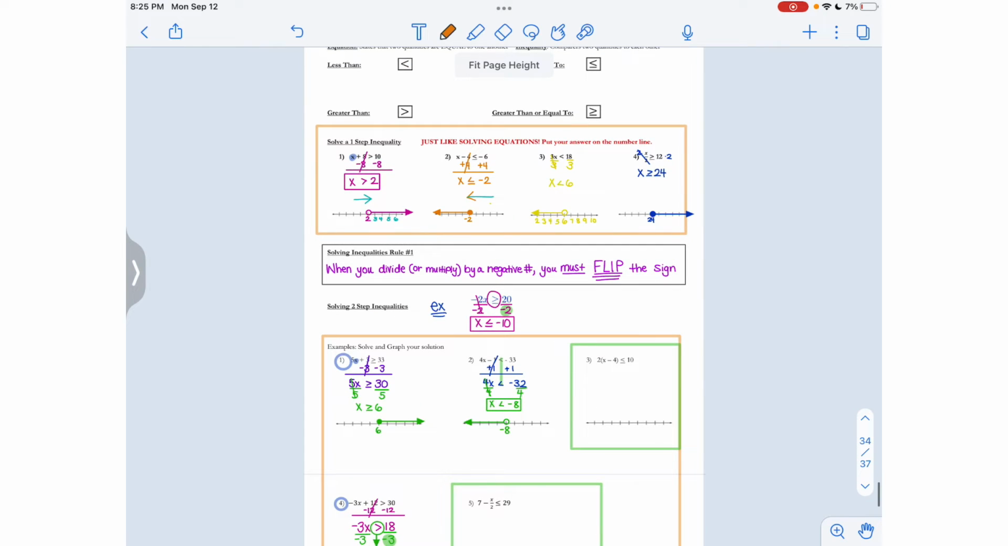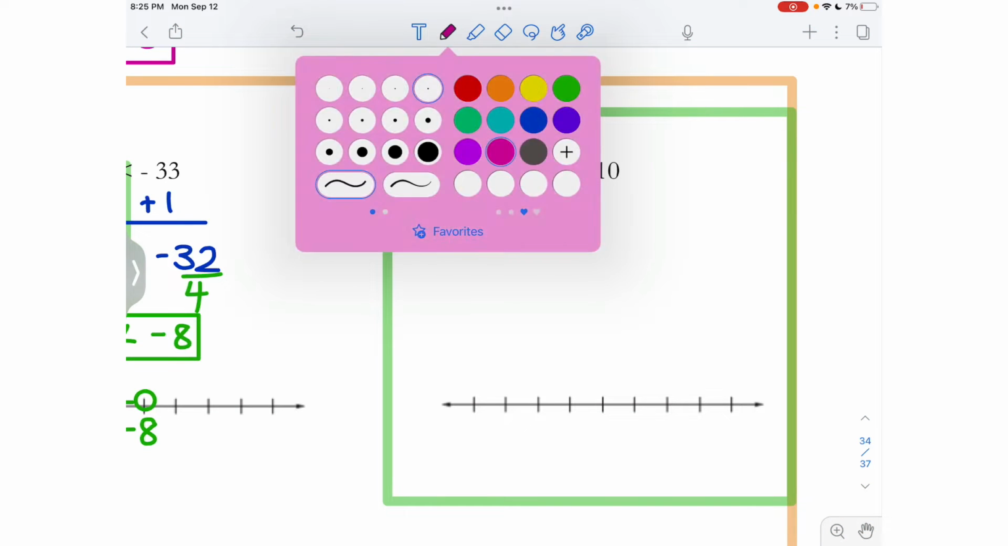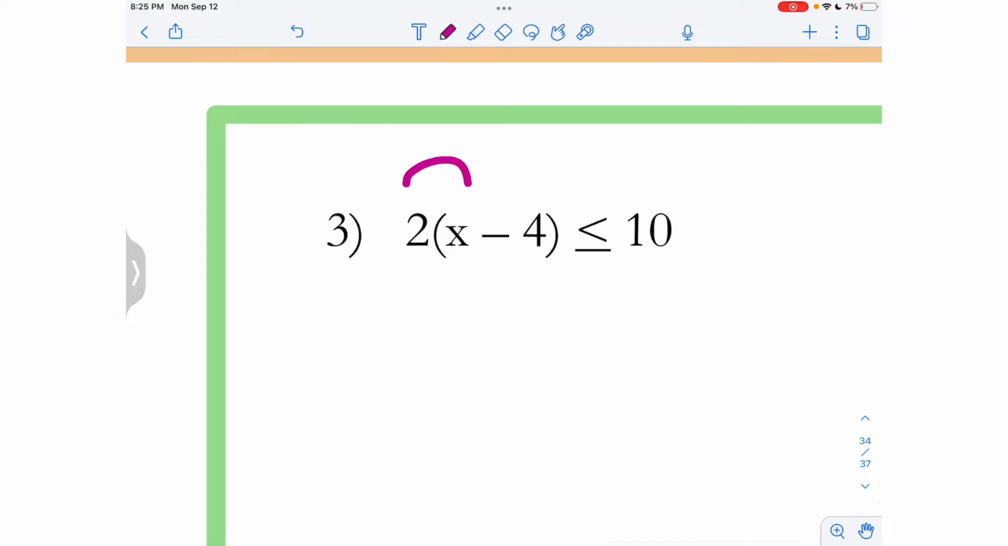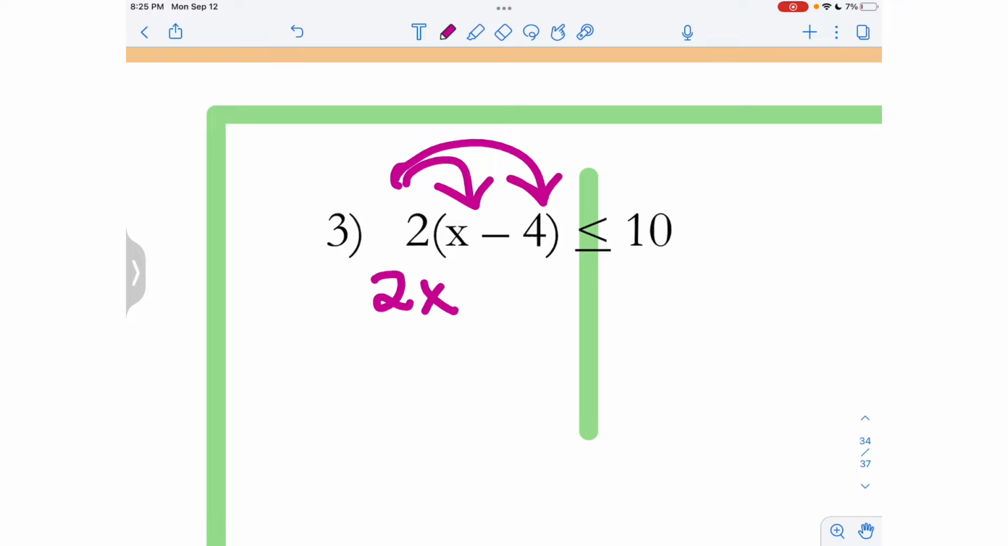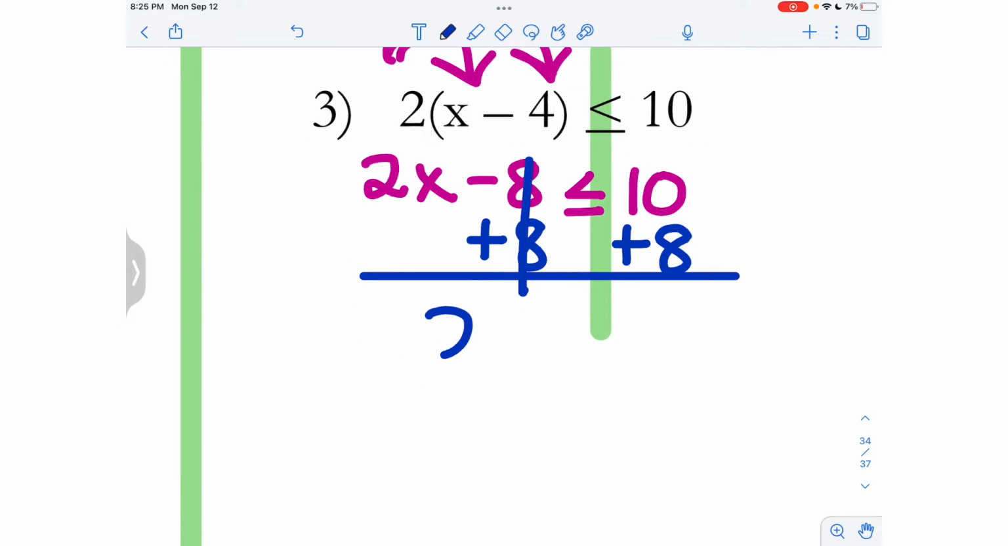And I am on example 3 in this two-step inequalities section. This is a basic problem, but we solve it very similarly to solving equations. We almost treat this inequality symbol like an equal sign. So I drew the arrows to distribute the 2, and I would have 2x, 2 times 4 is 8, so minus 8 is less than or equal to 10. And next, I need to get the x by itself. So I am going to add 8 to the other side, which leaves me with 2x is less than or equal to 18. And now I'm going to divide both sides by 2.